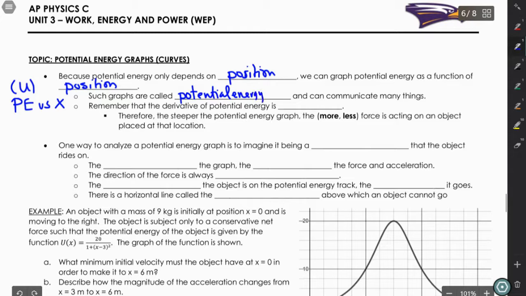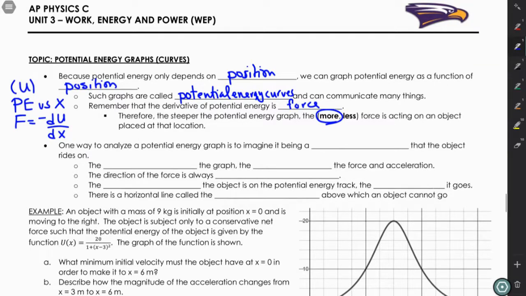And they're going to tell us a lot of information. We can get a lot of things from these potential energy curves just by looking at the graph and understanding what the graph does. Now remember that the derivative of potential energy is force, and more specifically, it's the negative derivative. The magnitude of that derivative is the magnitude of force. So at some point, you may have to do negative dU/dx.